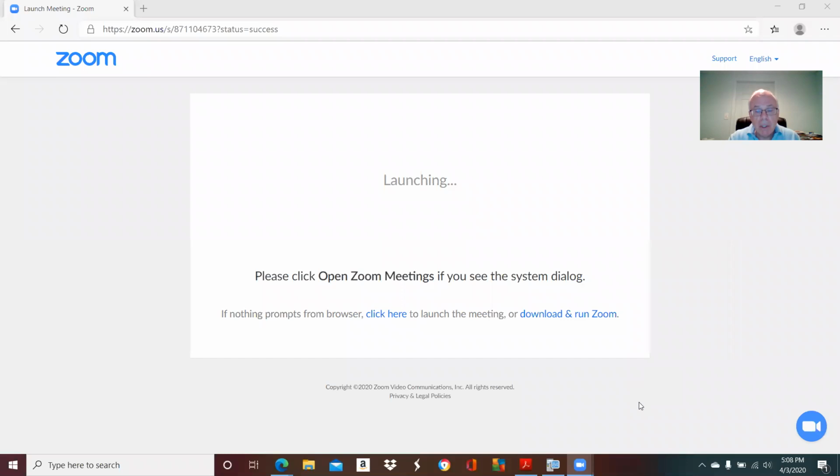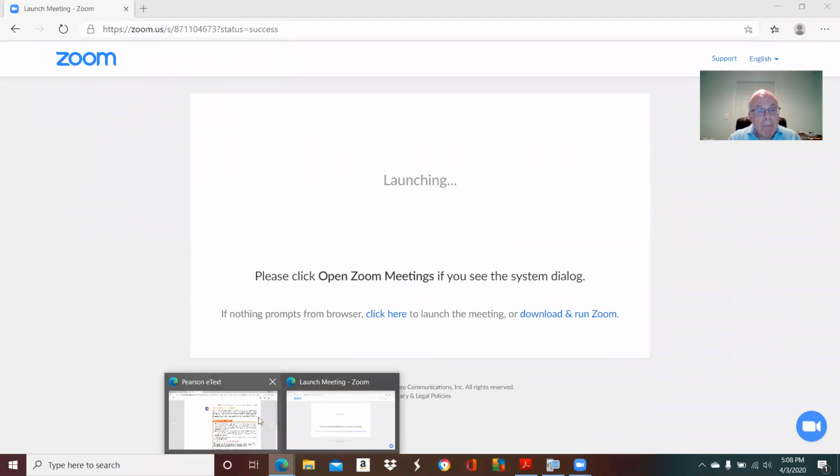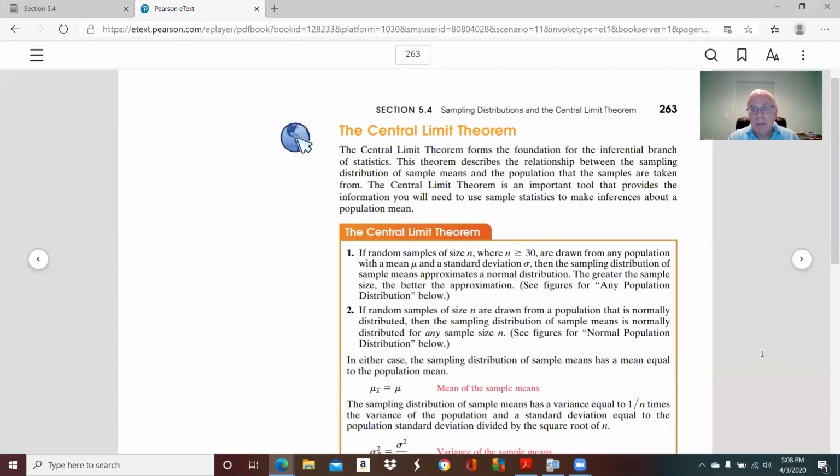We'll do a quick review of what we covered last time, and then we're going to do some problem solving today. So let's get right to it. We'll do a screen share here first and show you the textbook. So let's start the screen share. There we go. Let's get right to our textbook. Here we go. This is on page 263 of the textbook.